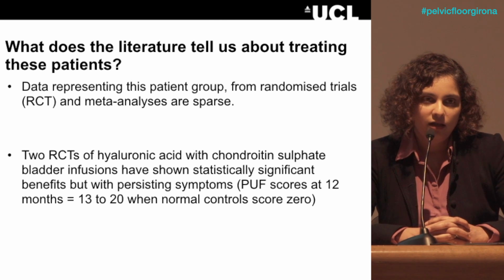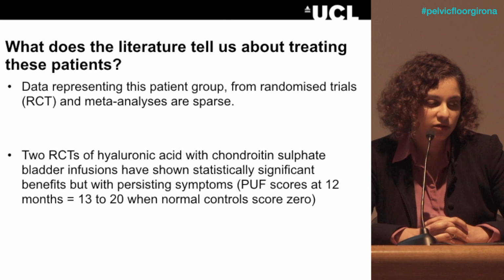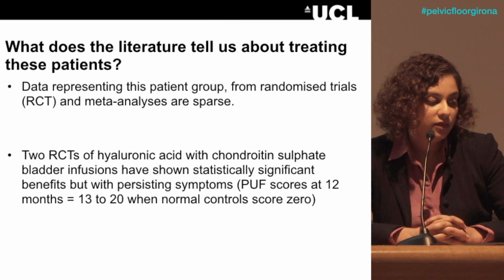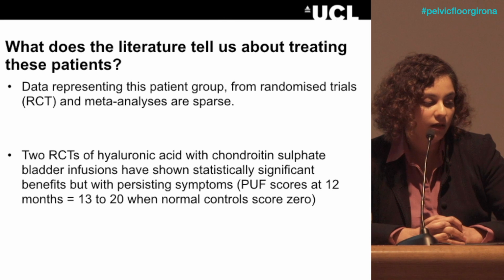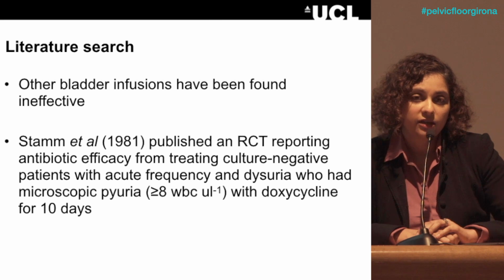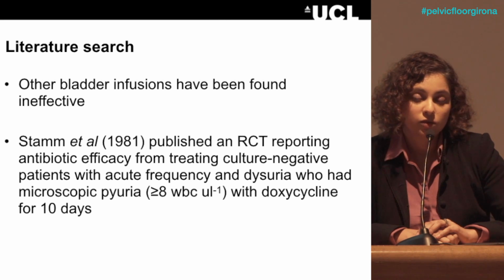Okay, so I asked the question, how do we treat these patients? So we do have some data from randomized control trials, but really the data is sparse. There are a couple of studies about hyaluronic acid, I can't say it, so various bladder instillations. There are some studies looking at antibiotic efficacy. So if you treat patients who have negative cultures or indeed positive cultures, what are the outcomes going to be?